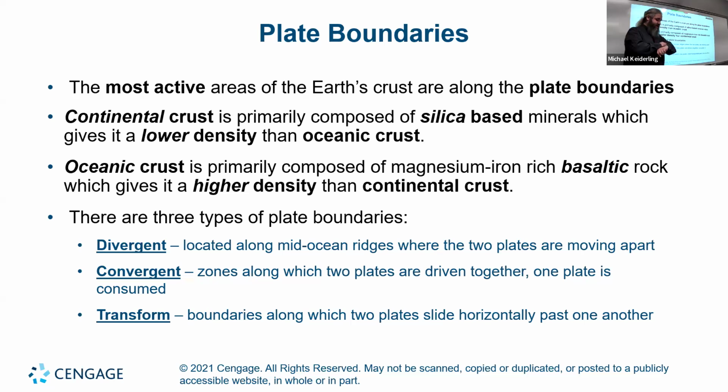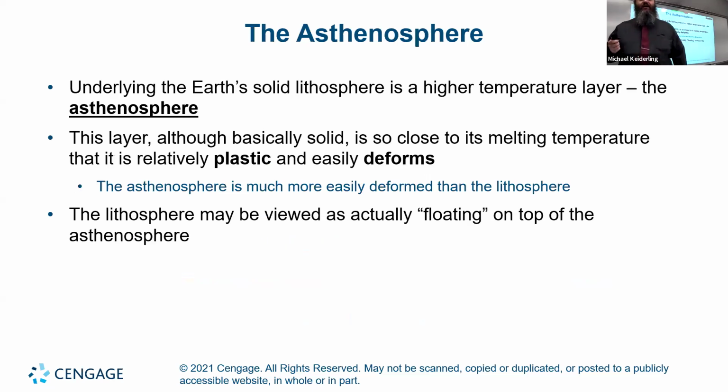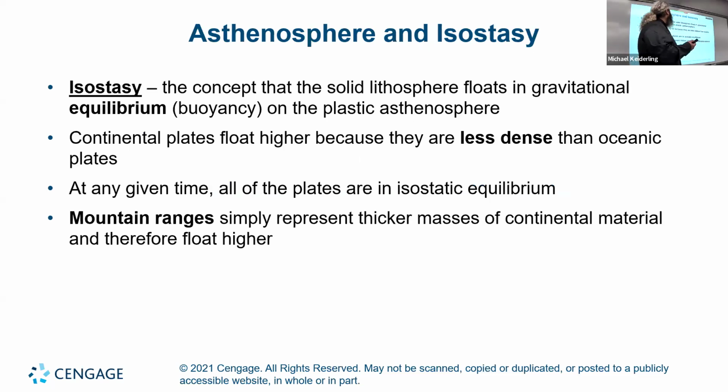And we are just about out of time. So the layer that the Earth's moving plates are floating on is called the asthenosphere, this higher temperature layer. It's basically solid, but it's so close to its melting temperature that it's relatively plastic, it easily deforms, and it moves over long time scales. It's much more easily deformed than the lithosphere. And so you can think of the lithosphere as floating on top of the asthenosphere.